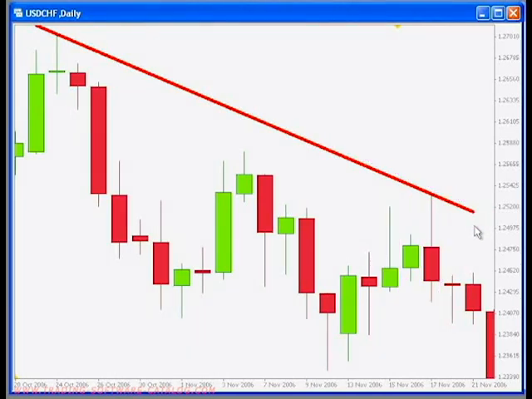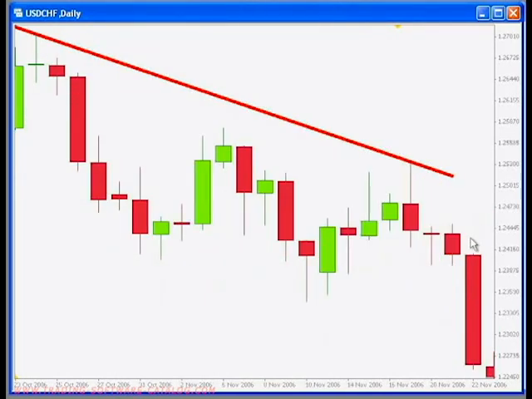Now, here's where things get, well, not so perfect, so to speak. The next bar triggers our entry. If you remember, we place our entry 5 pips below the outside bar in itself, okay, the reversal bar there. It triggers our entry, but we don't quite get a momentum bar.